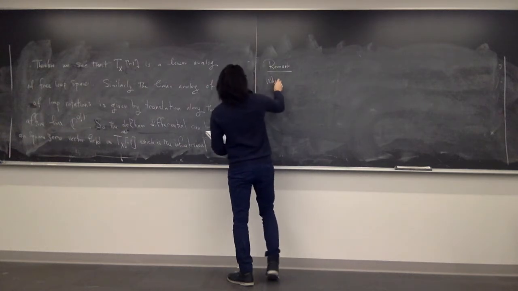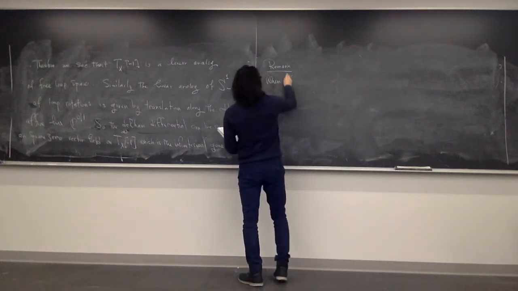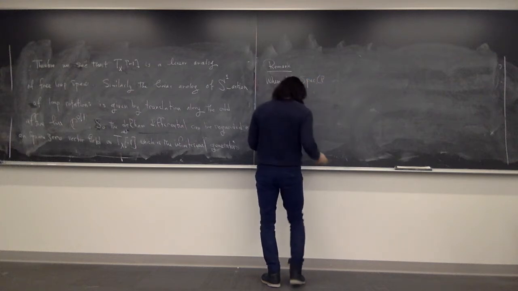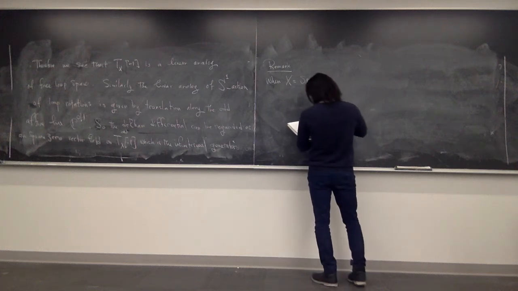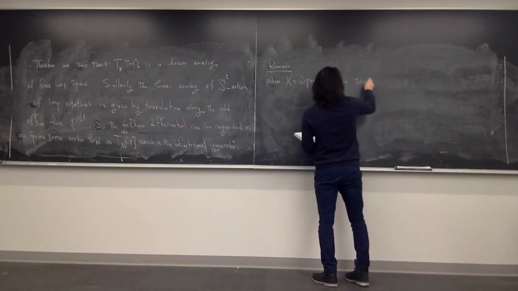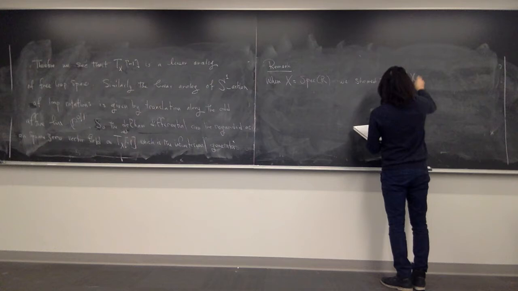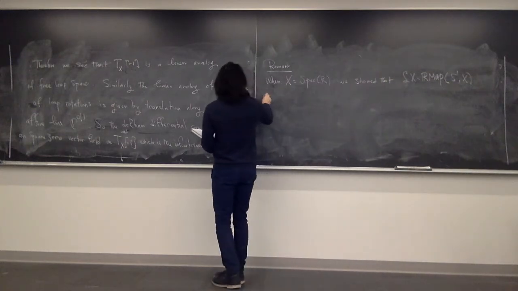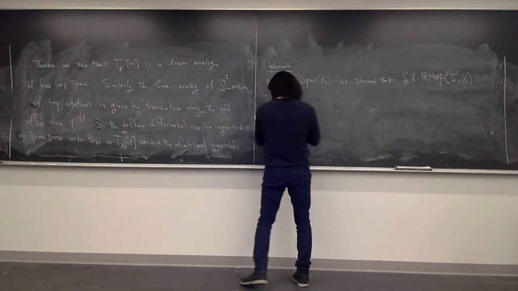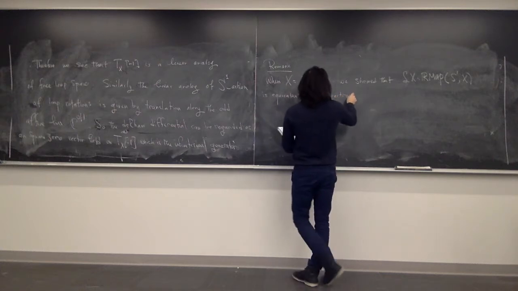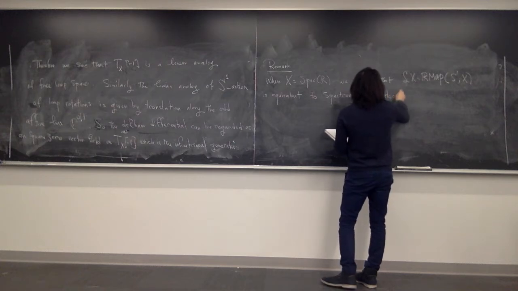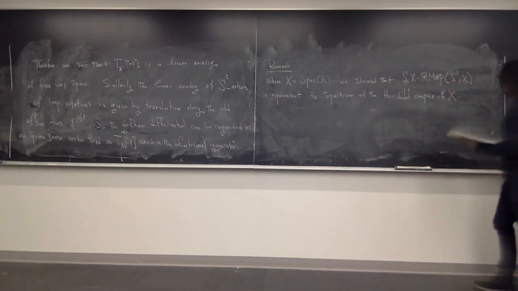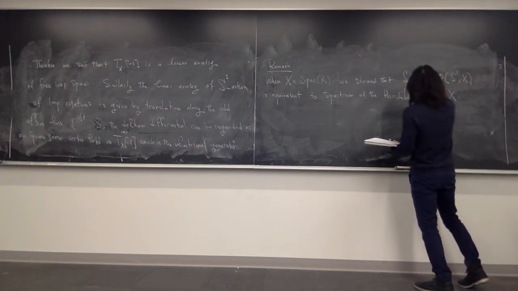When this was for one scheme, right? When X is equal to the spec of R, one can construct in the spec of R. We showed that the loop stack of X, which is the map from here to here, is equivalent to the spectrum of the Hochschild complex, the Hochschild ring of X.